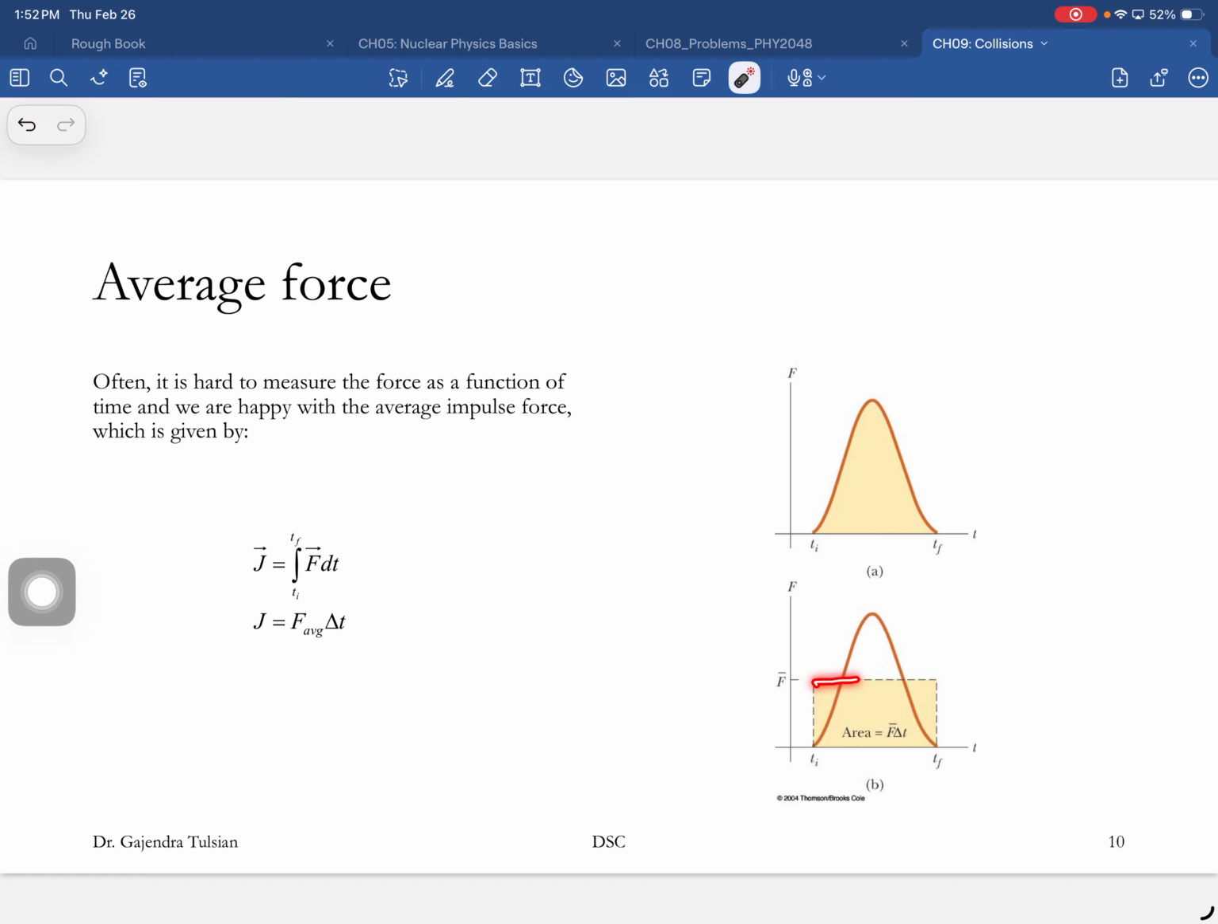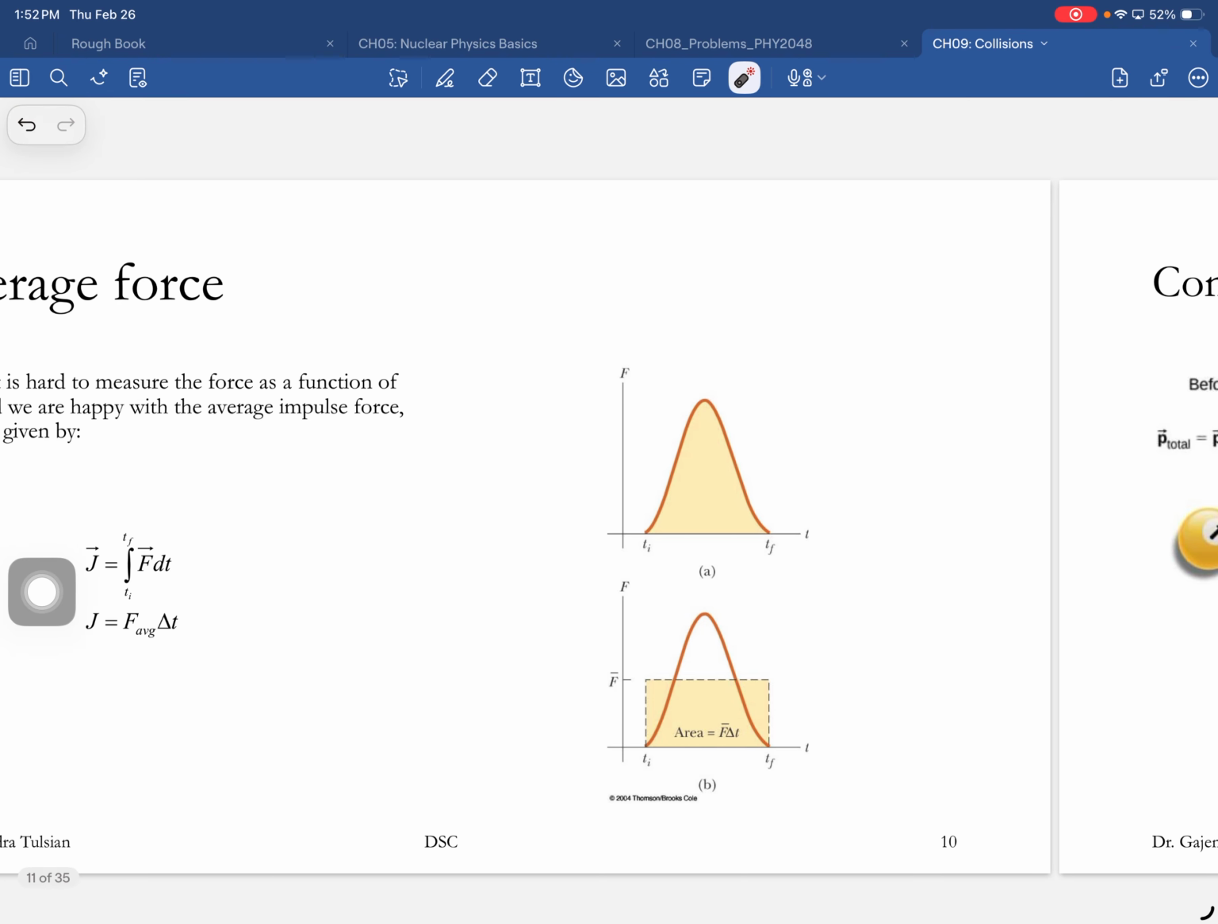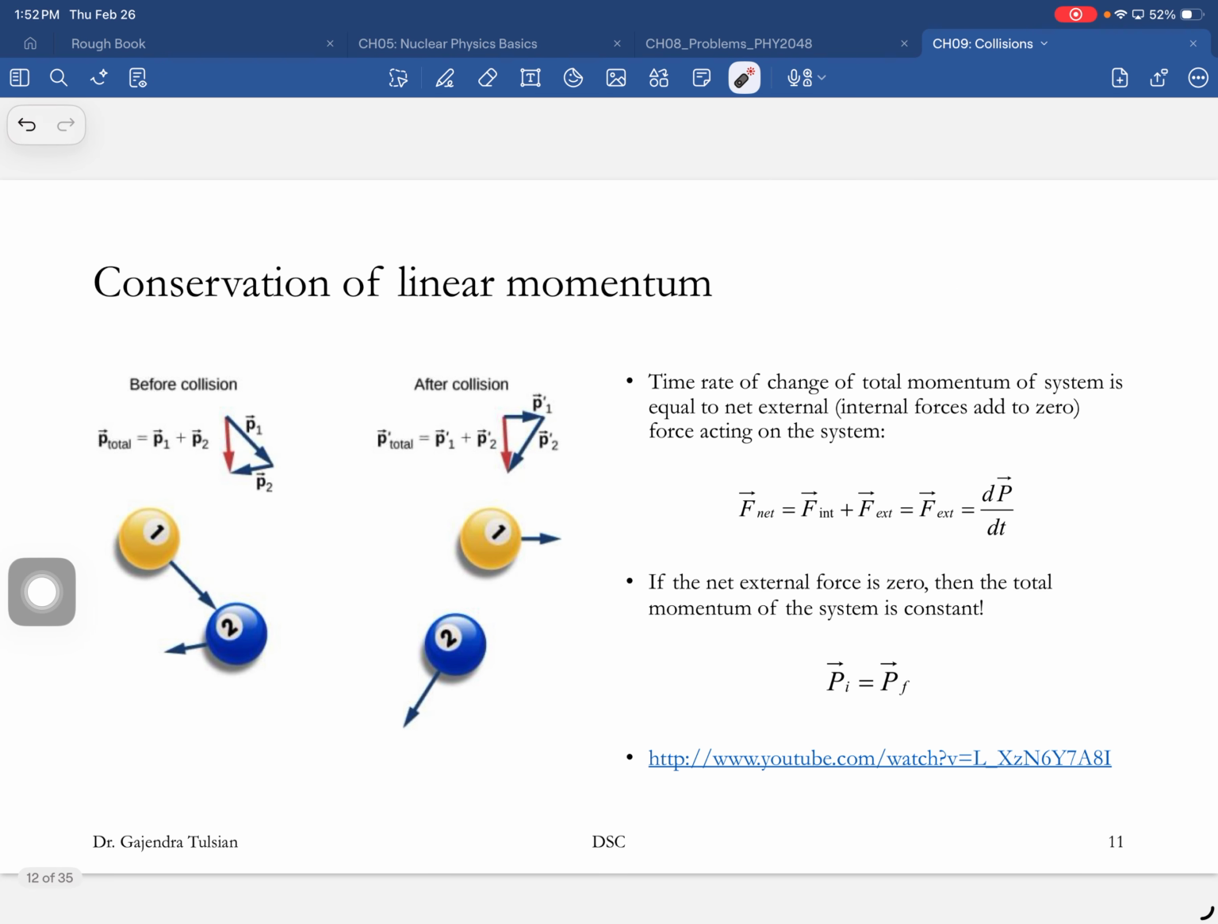So oftentimes all we're interested in is the average force exerted. The average force is defined by this rectangle which has the same area as this thing. So average force times the time over which the force acts gives you the same impulse. So that's the average force.